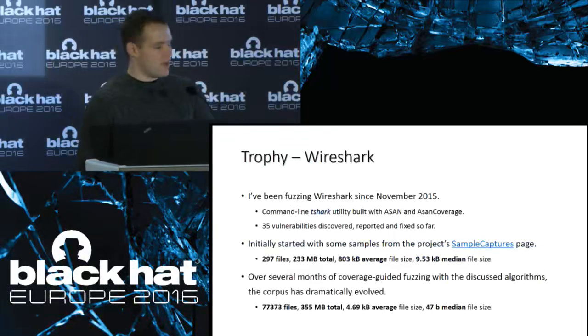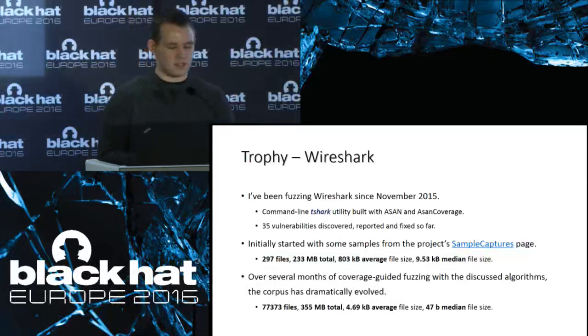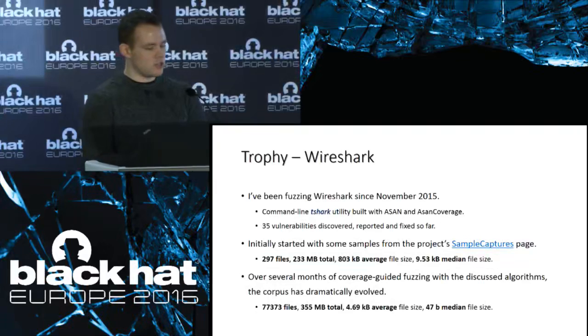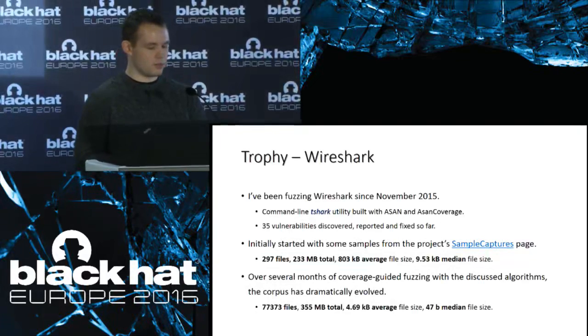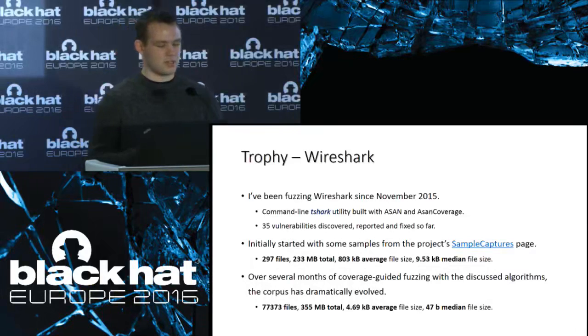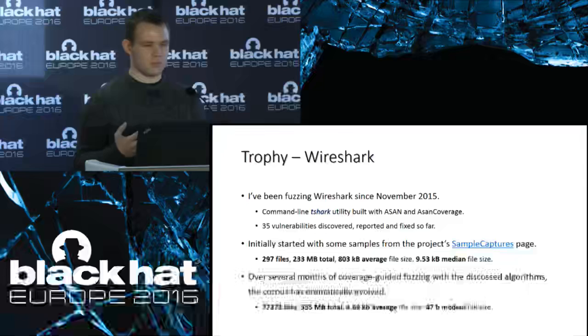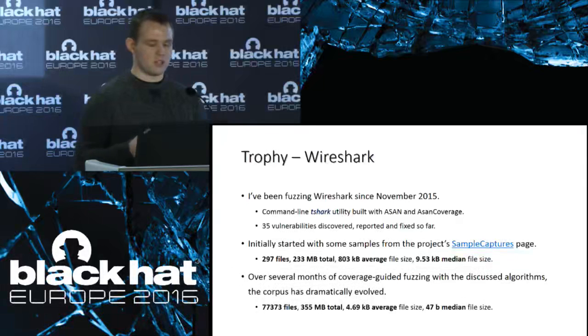One of the things that I fuzzed and had some success with using this approach was Wireshark, which I've been fuzzing since November last year, using the tshark command line utility built with ASAN and ASAN coverage. I discovered 35 vulnerabilities using this approach. Initially I started with some simple sample files from the sample captures page for Wireshark. It was 300 files, which had over 200 megabytes. So mostly those files were very big.